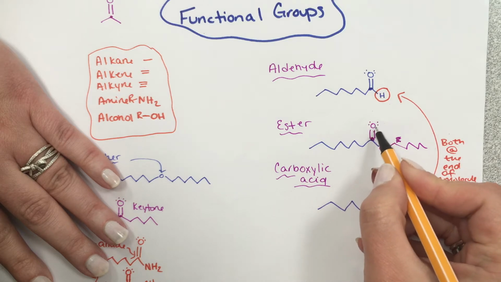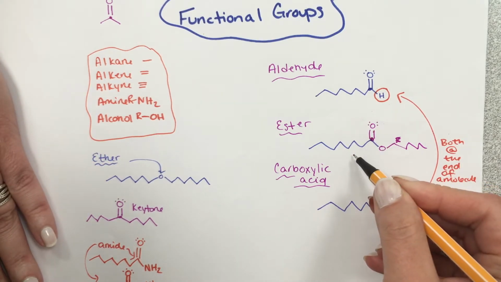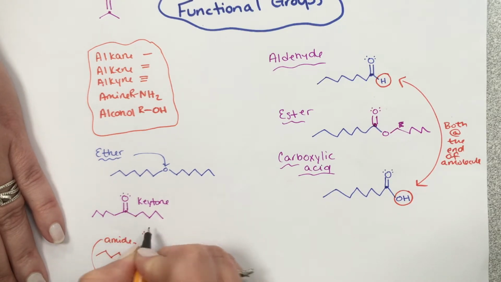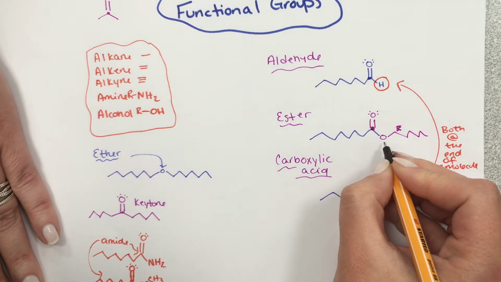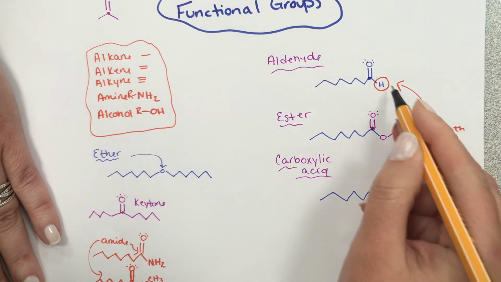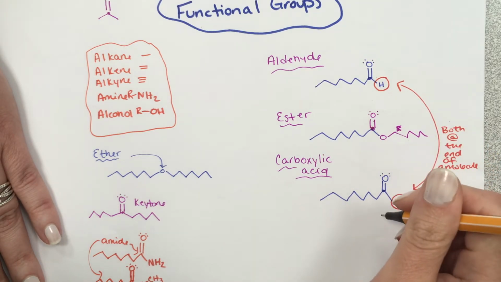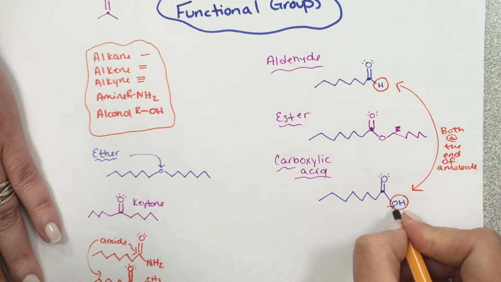So if you see a double bonded oxygen in the middle of a molecule, and it's not alone, like this ketone, it has that oxygen down here, it's an ester. If it's at the end, it's going to be carboxylic acid or aldehyde. The difference between carboxylic acid and aldehyde is the presence of this guy.